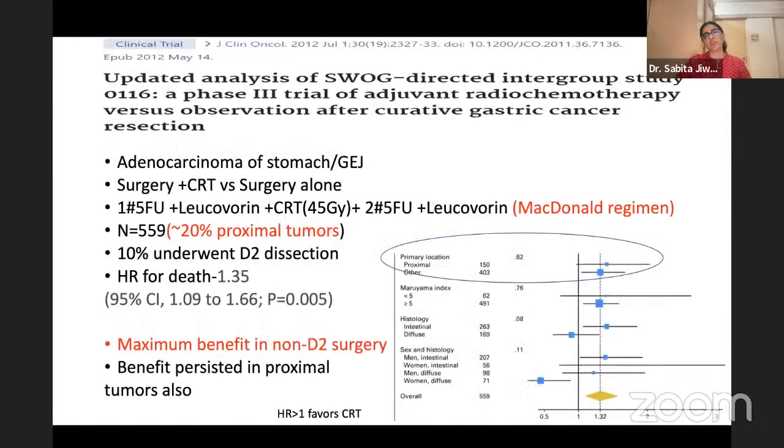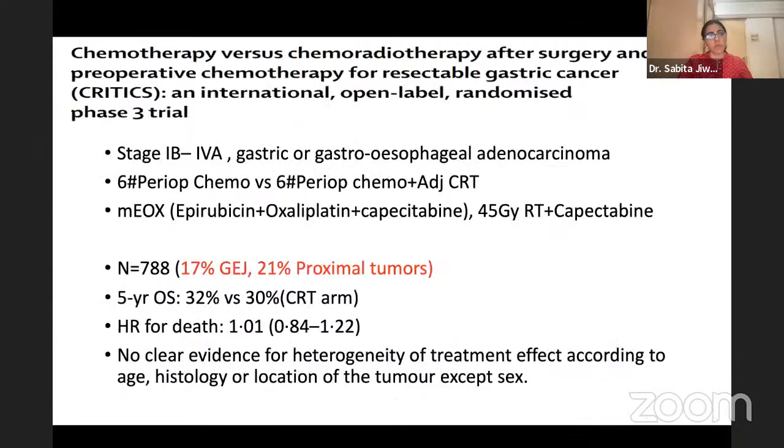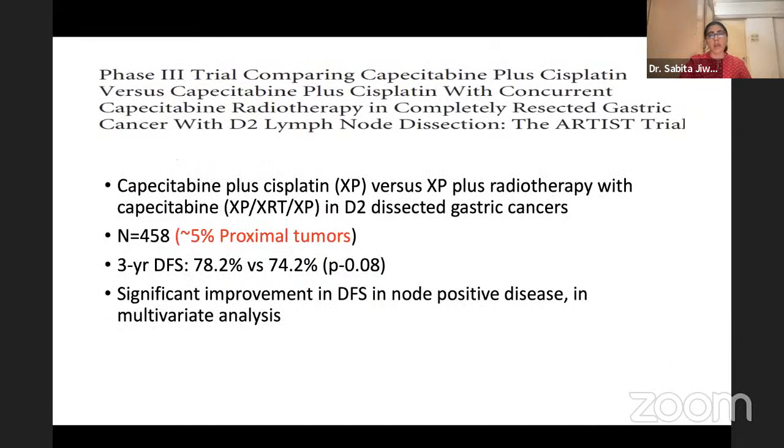Adjuvant radiation, like shown in the McDonald regimen, maximum benefit was seen in non-D2 surgery, and this was a very toxic regimen. So the other one was the CRITICS trial. Again, here the number of gastroesophageal junction tumors was not very high, but the 5-year survival did not show any difference. And also there were the ARTIST 1 and the ARTIST 2, which also had some number of gastric proximal tumors, but again, there was not much significance in the survival. There was improvement in node positive disease in multivariate analysis.